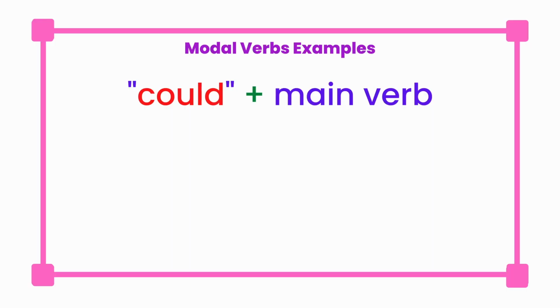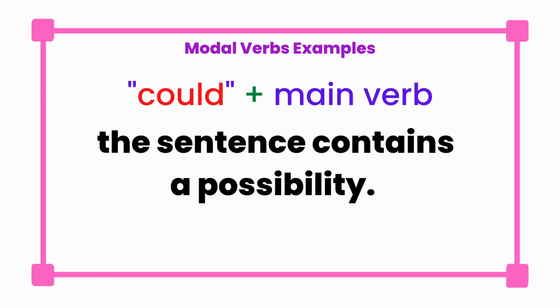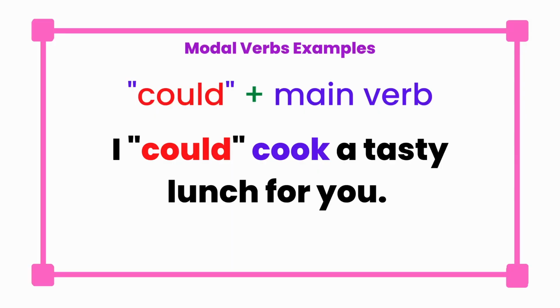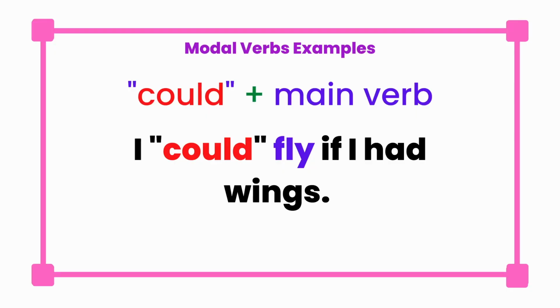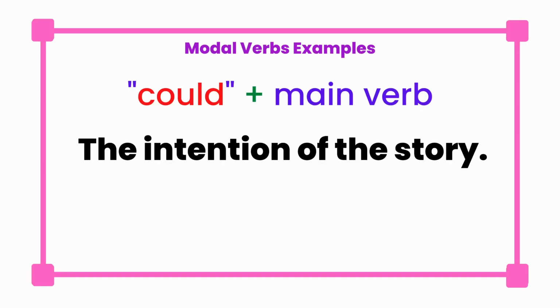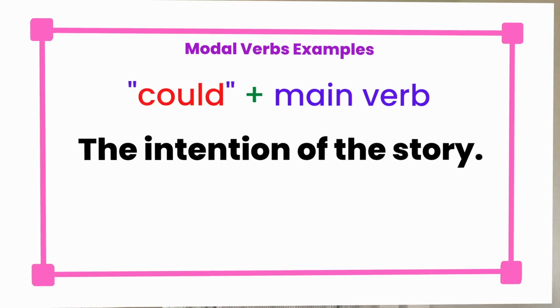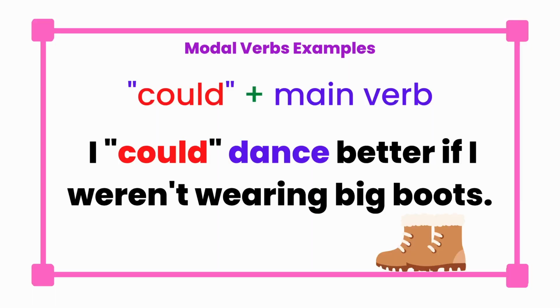Now, what about the modal verb could? The modal verb could is placed before the main verb to help us understand that the sentence contains a possibility. For example, I could cook a tasty lunch for you. Or I could fly if I had wings. Could also helps us understand the intention of the story. I could dance better if I weren't wearing big boots.